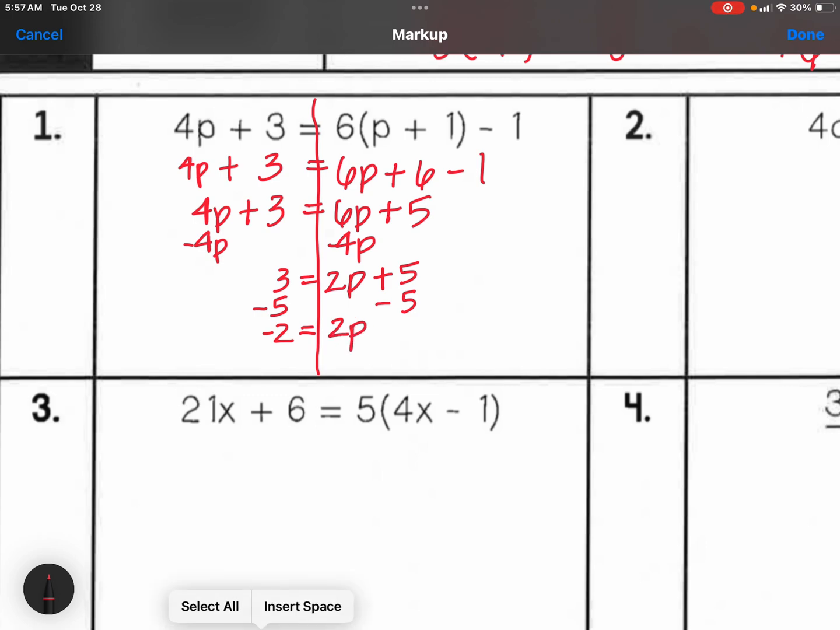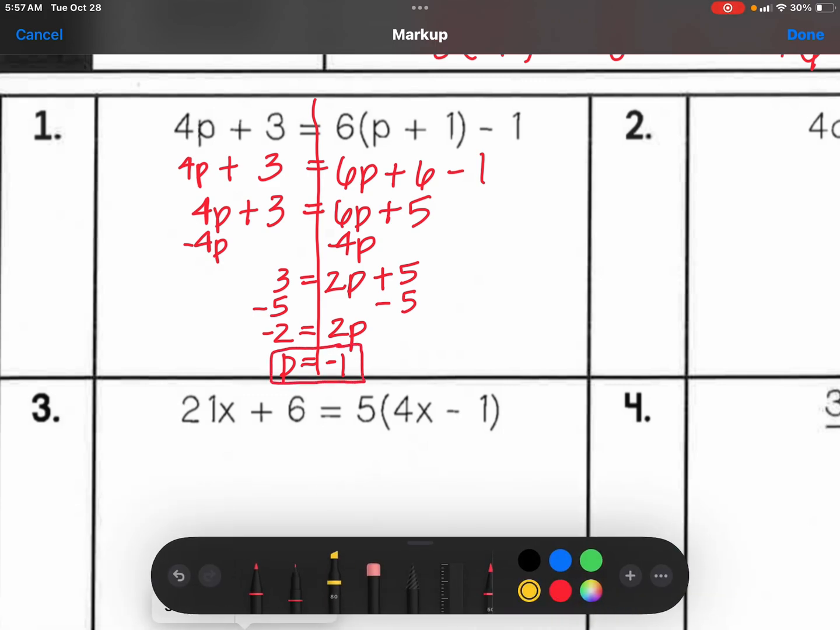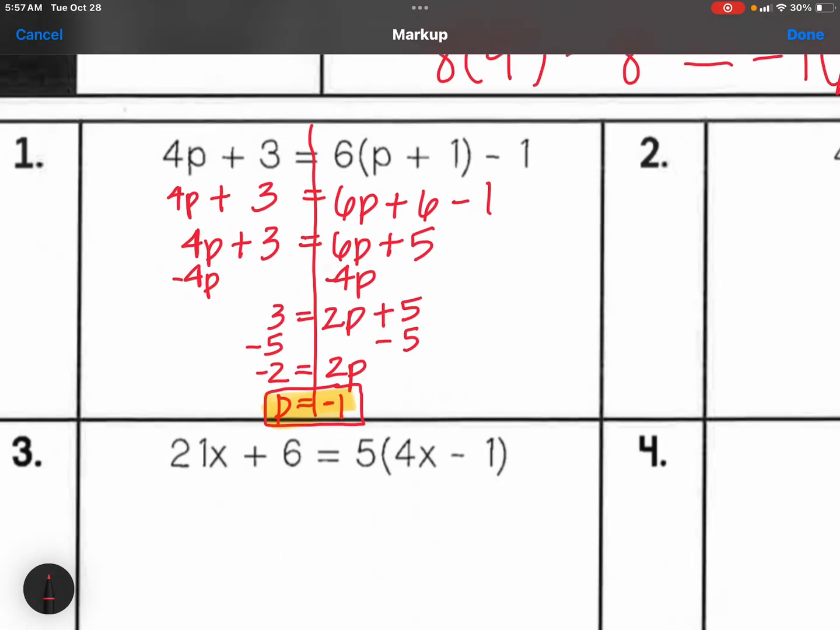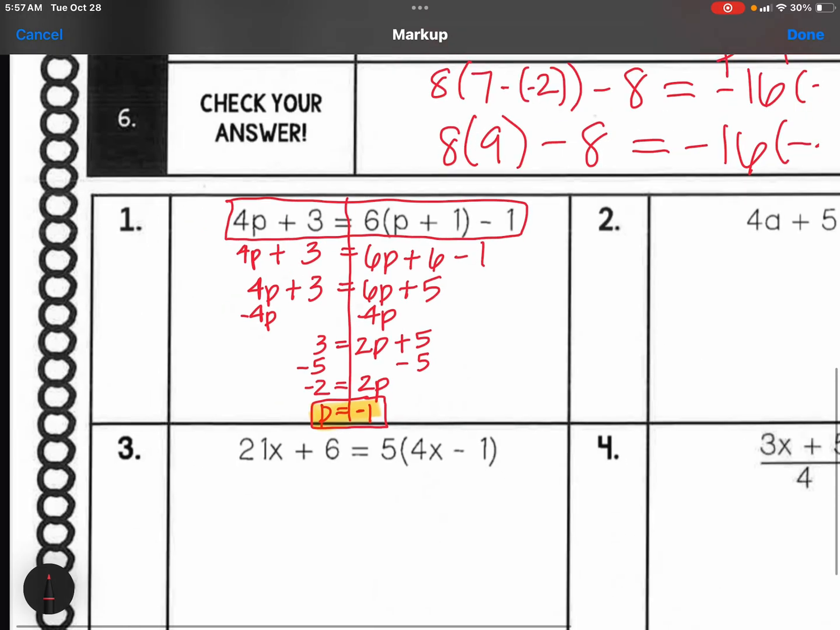To solve for p, I divide both sides by 2, the coefficient of p. And I should have p is equal to negative 1. And then to check, we can substitute negative 1 into this equation up here, and the left side should equal the right side.